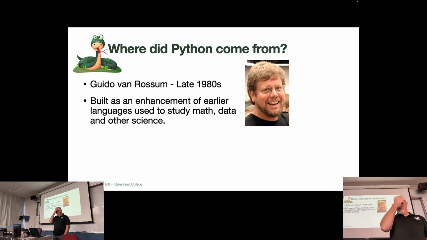And so he used a language called ABC, which isn't really that popular, but it was popular at that time for scientific research, and he added some stuff to it. So he didn't start from scratch. He started with something else. He added some things, he modified some things, and made Python.